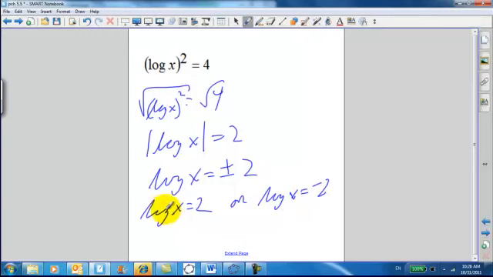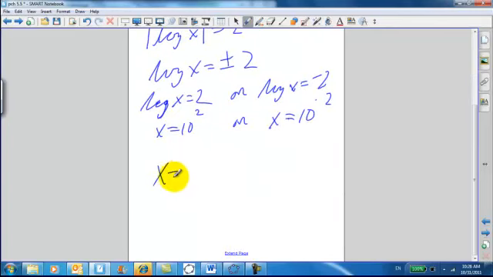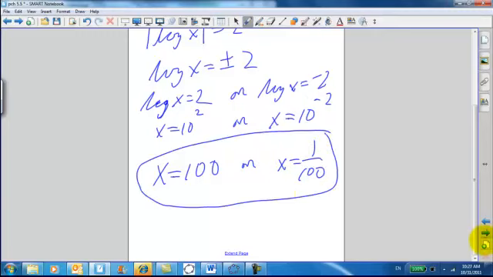So when you rearrange it, remember this is log base 10, so this becomes x equals 10 squared, or x equals 10 to the -2, and then we get x equals 100, or x equals 1/100 for your two answers.